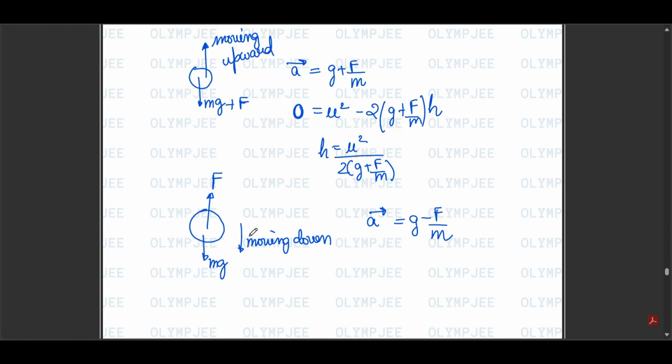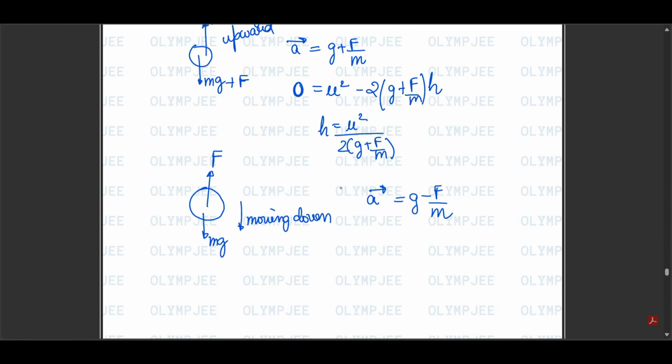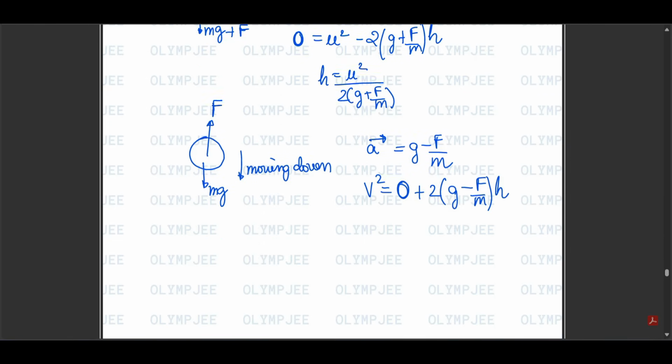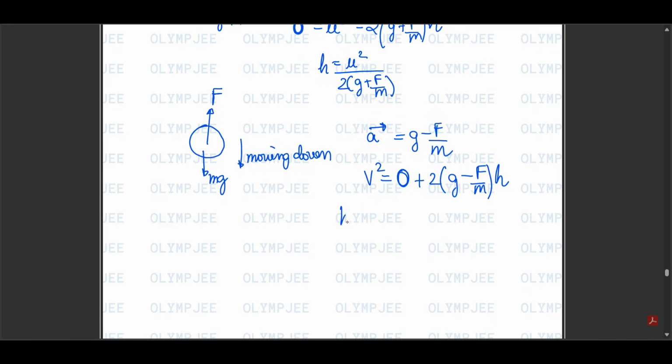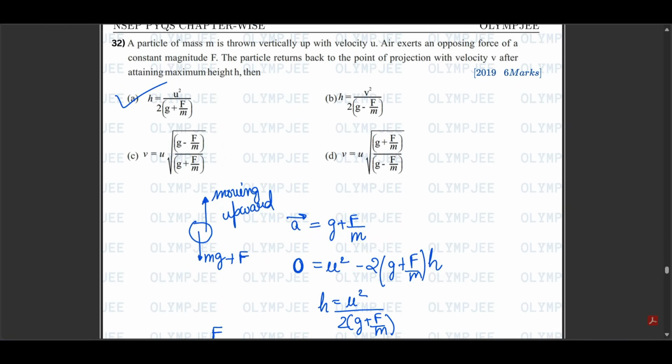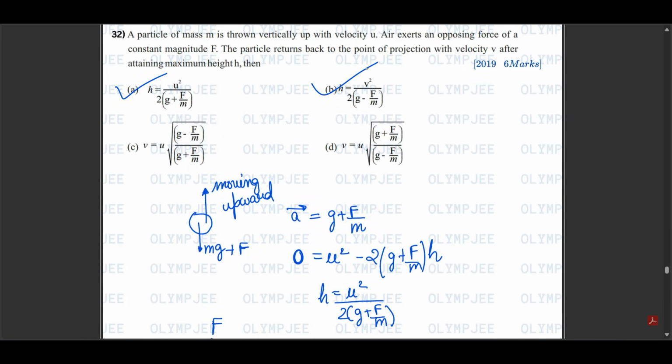Now, since the initial velocity was 0, for the final velocity we will find v square is equal to 0 plus, and since v is also in the downward direction and acceleration in the downward direction, I am taking the downward direction as positive, so I'll write 2 times g minus f by m times h. From here we'll get that h is equal to v square by 2 times g minus f by m. So this option is also correct.